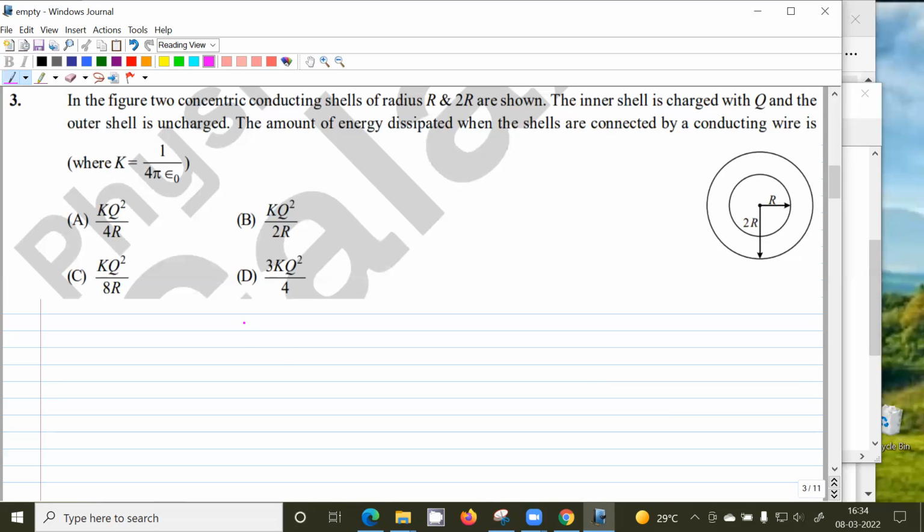So, what is the capacitance of a spherical condenser? Suppose I have a spherical condenser, right? We have a charge Q here. What is the capacitance of it? It's 4 pi epsilon naught R, right? You don't know the formula? No, sir. This radius is R. Capacitance of this thing is 4 pi epsilon naught R, right?